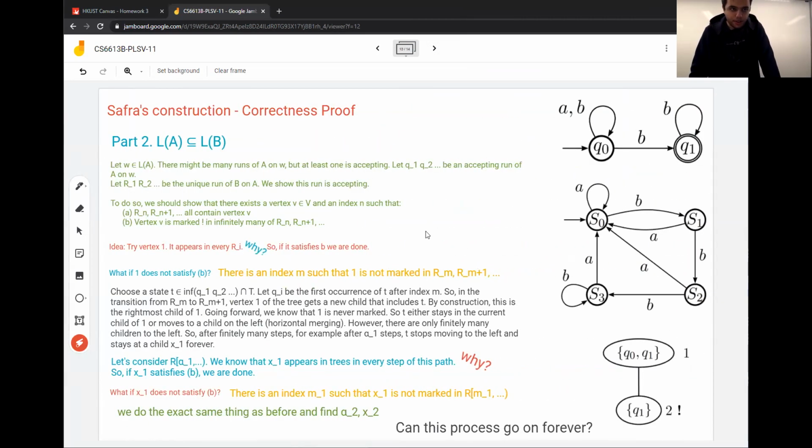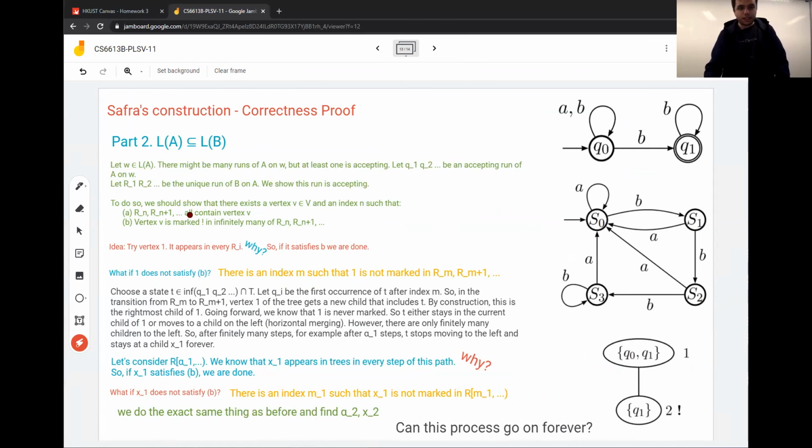Now let's do the other side. Let's prove that the language of A is a subset of the language of P. I'm going to run out of time on this one, but let's do it anyway. Okay, so again, let's say that I have a word W that is in the language of A. Now, because A was non-deterministic, I can have many different runs on W. But there is at least one of them that was an accepting run.